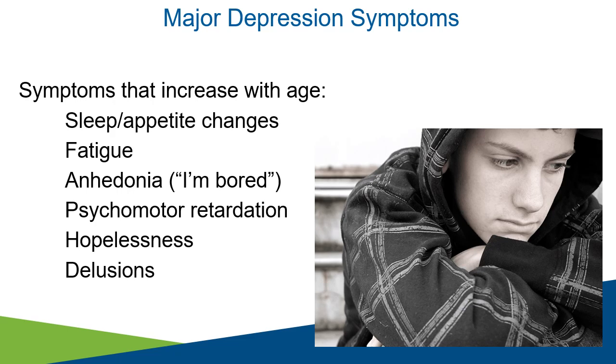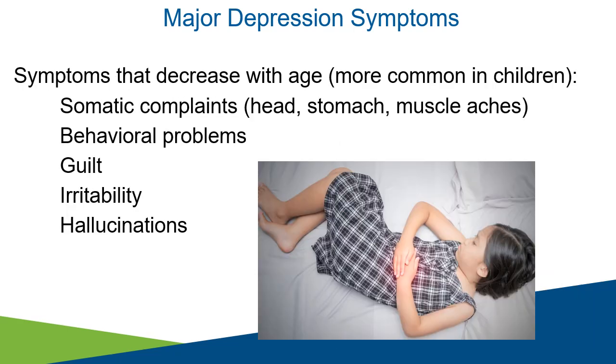So the symptoms with depression, as I said, are pretty self-explanatory. We don't need to go into them again. The better way to state this is the symptoms that are most common in children include somatic symptoms. So they'll complain of headache, stomach pain, muscle aches. They'll also be more prone to behavioral problems, irritability, as well as hallucinations. So this all makes sense if you think about it. These don't seem like adult complaints really, at least not to me.